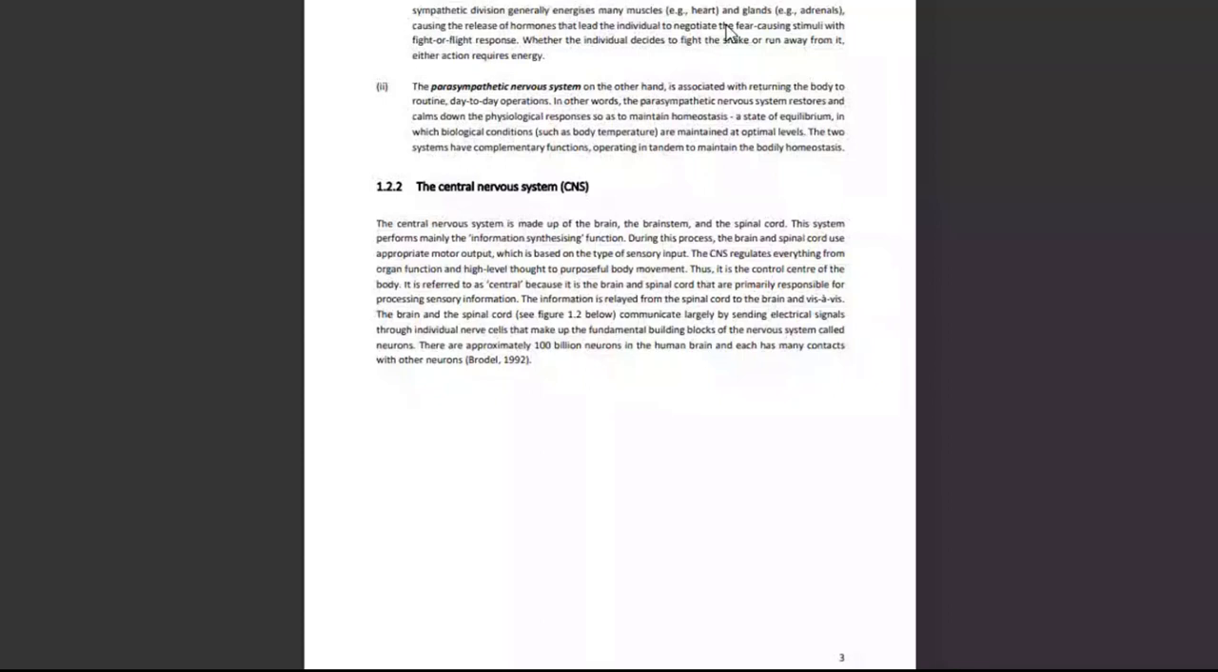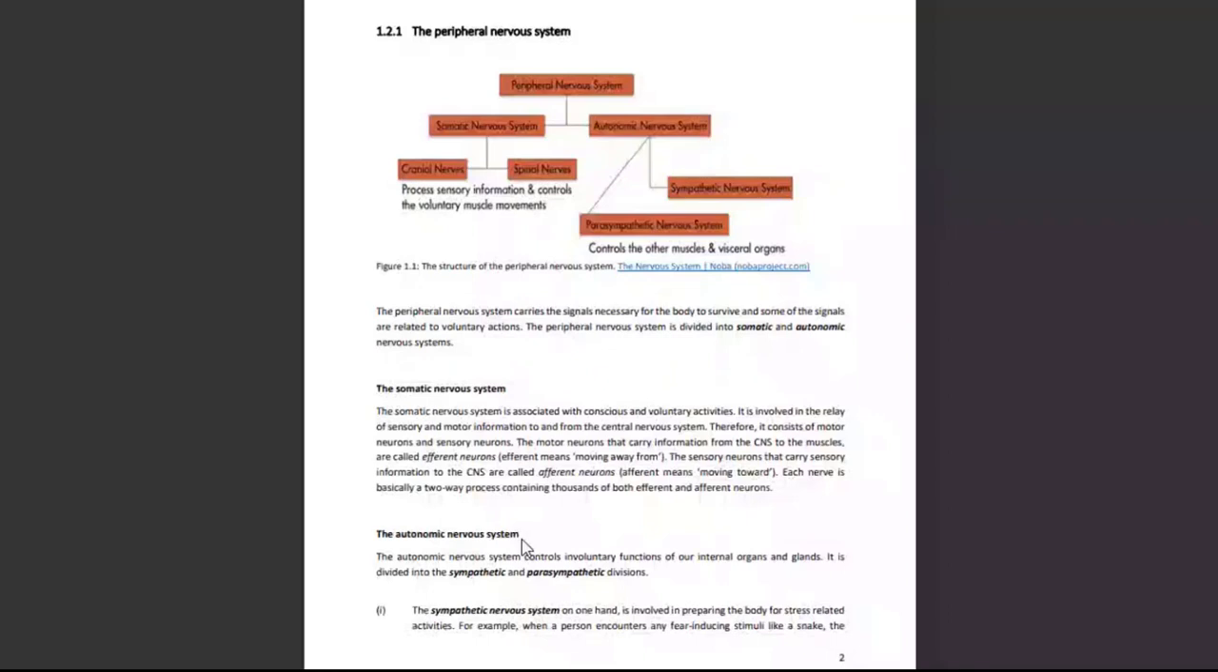Then the parasympathetic reaction. Para comes from where? You can say paralyzed, parasympathetic nervous system. On the other hand, this is associated with returning the body to routine day-to-day operation. In other words, the parasympathetic nervous system restores and calms down the physiological responses so as to maintain homeostasis. Let me make it simple for you. It starts here. What happens? You see danger. You see a snake. Your body reacts.